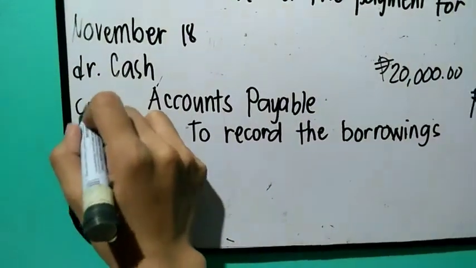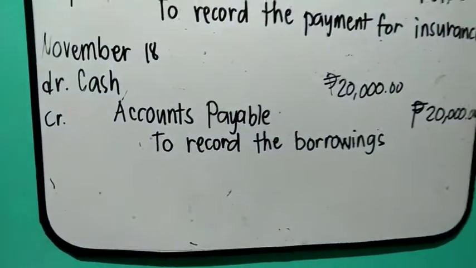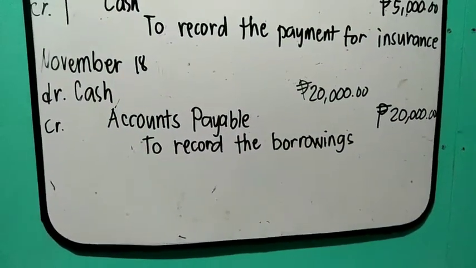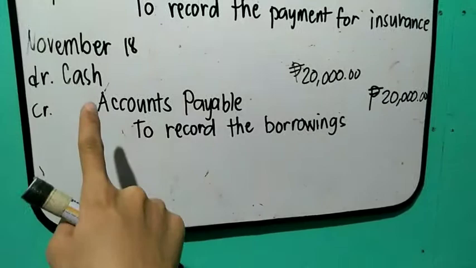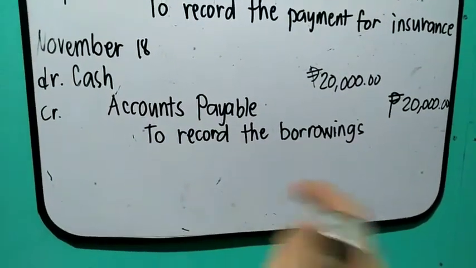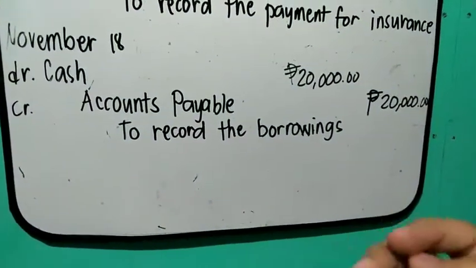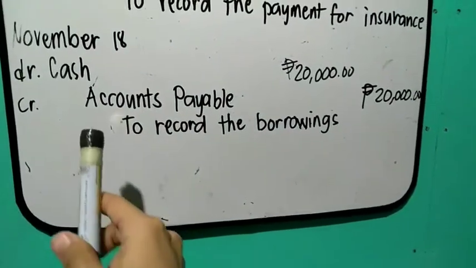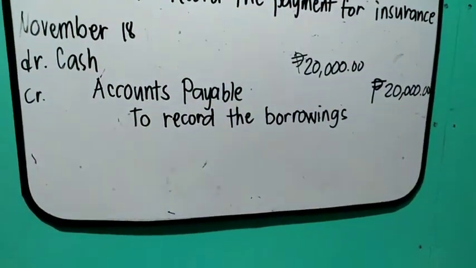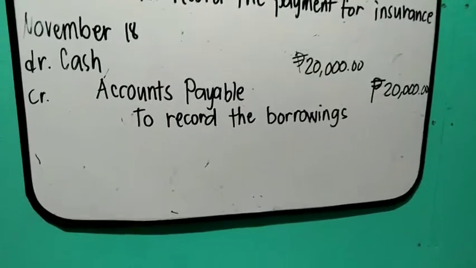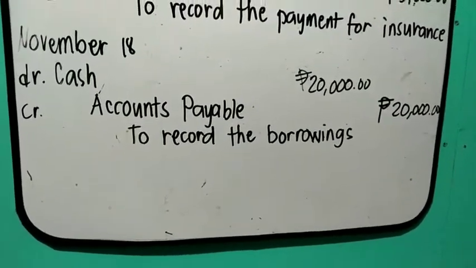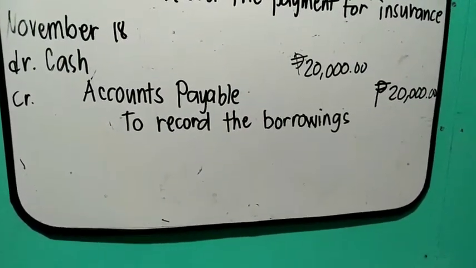Forgot, this is the credit. By the way, aside from accounts payable, so let us say you signed a note, like a promissory note. So instead of using accounts payable, you may use notes payable. Again, that is only if you signed a promissory note.